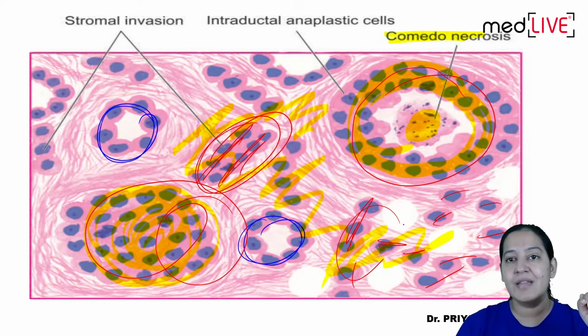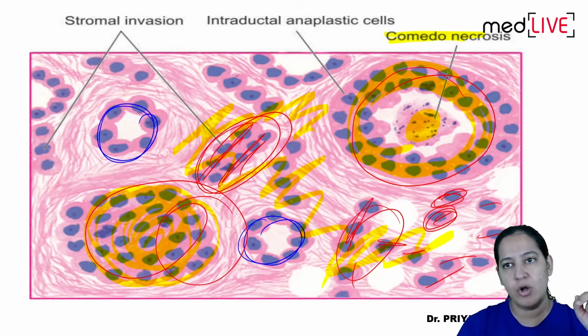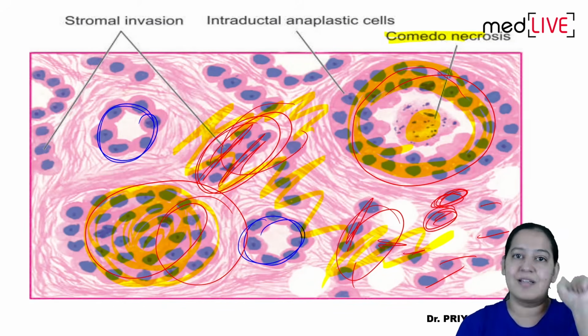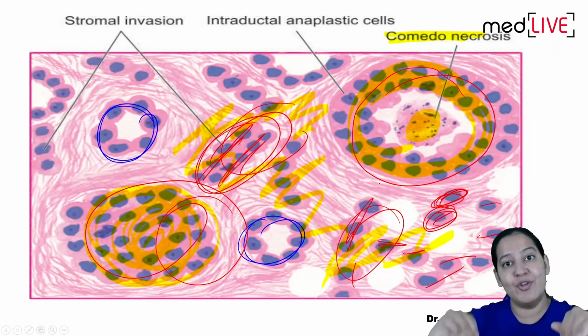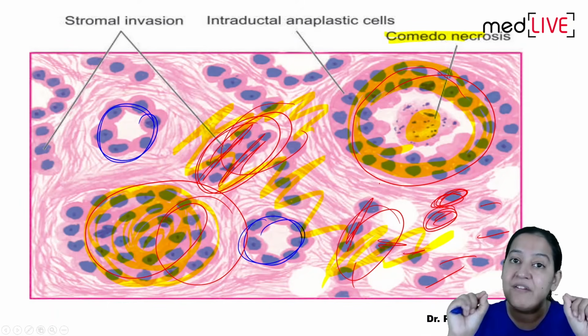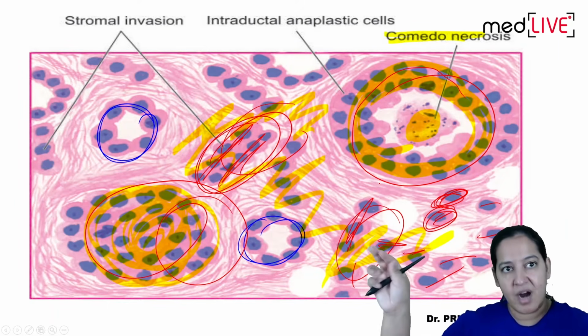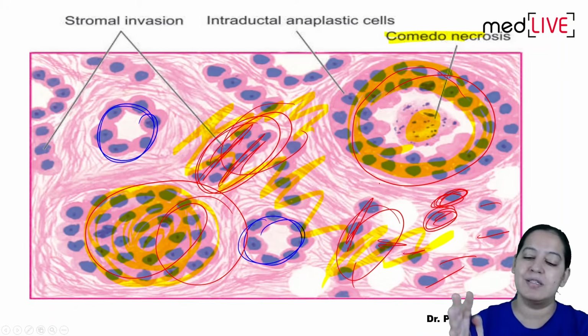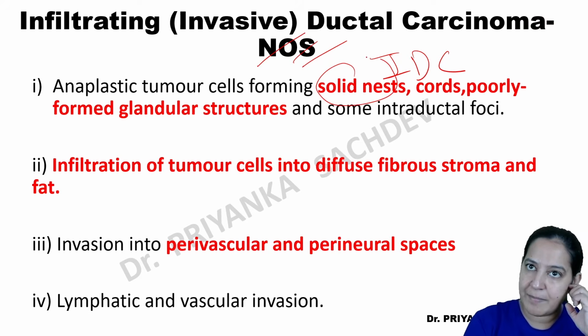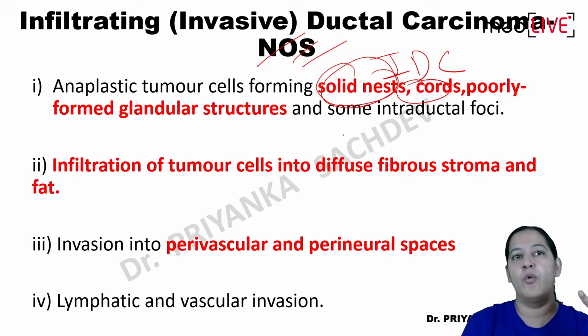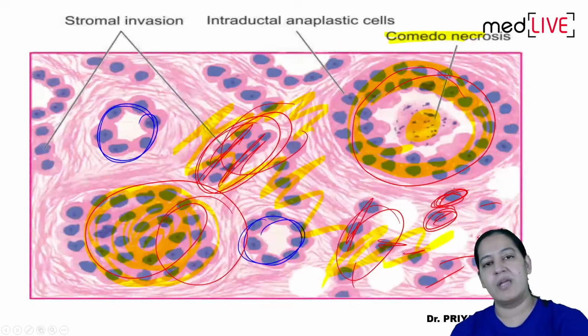Tumor cells are coming in the stroma and they are present individually and also in clusters. So stromal invasion is there. They are leaving the ducts and coming in the stroma. So that's why it is known as IDC. So either the tumor cells are present in nests or cords or poorly formed structures, or individual tumor cells are present in the stroma. So that is IDC.